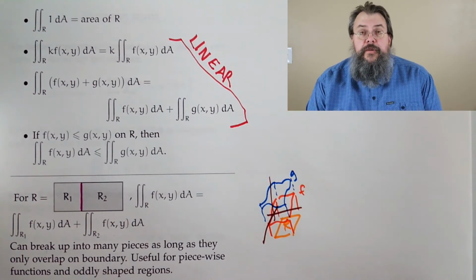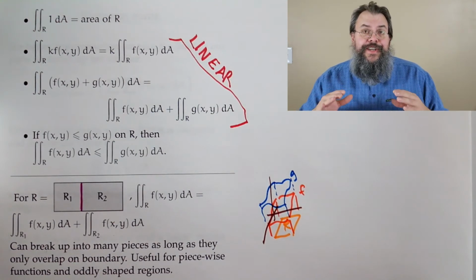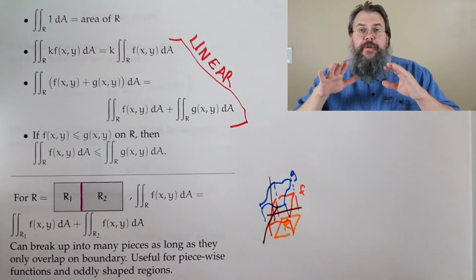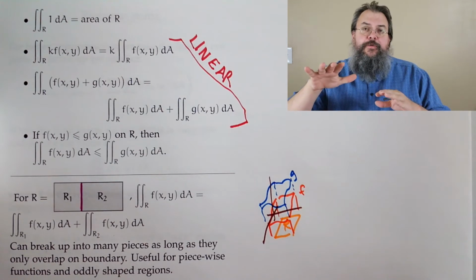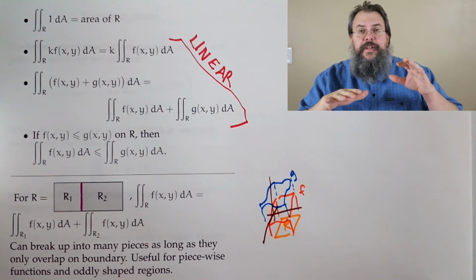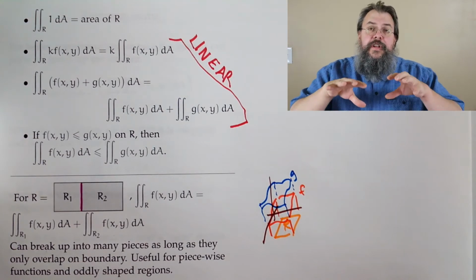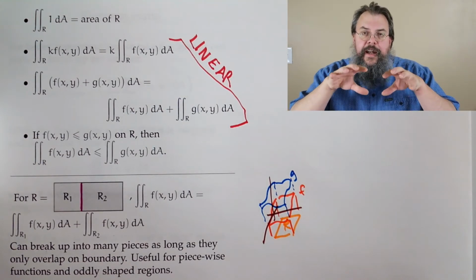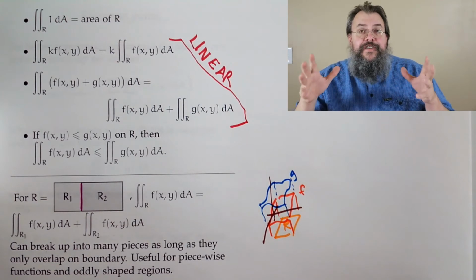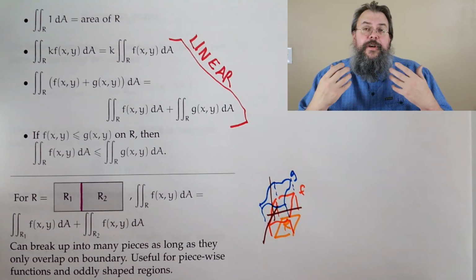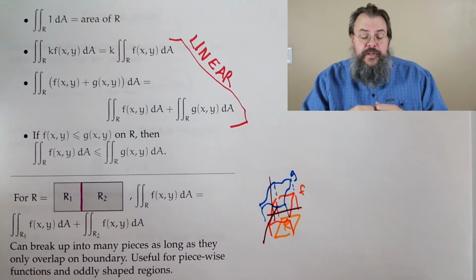So why do you want to do this? Well, one reason is you have a piecewise function. So in one part it has one definition, another part has a different definition. Split them into the parts so you can think of each part as just a single kind of behavior. So it's useful for breaking up piecewise functions.